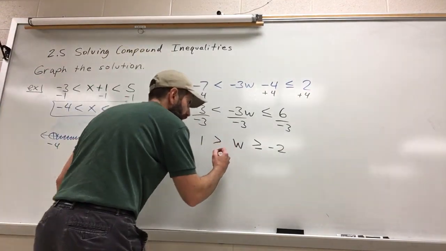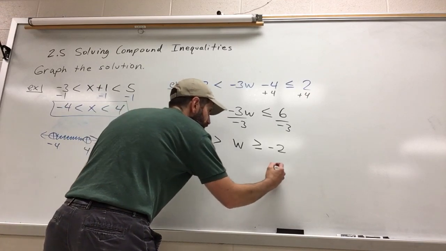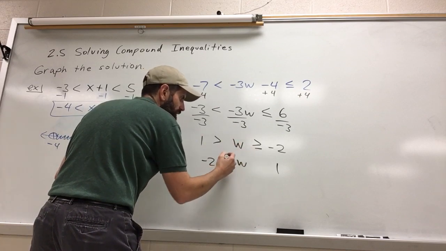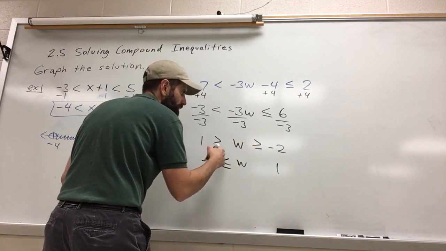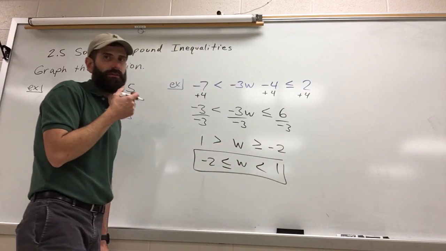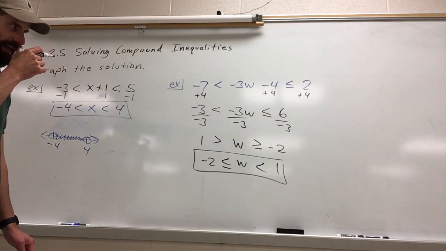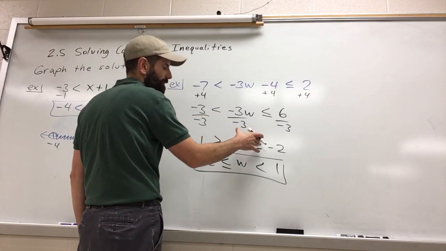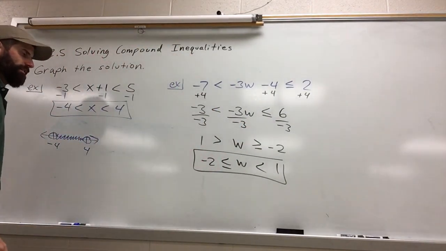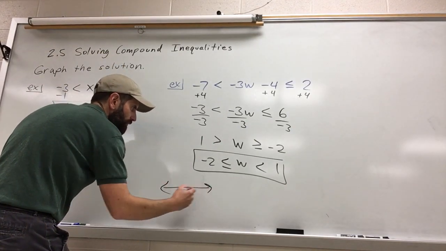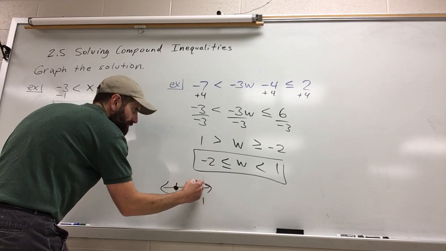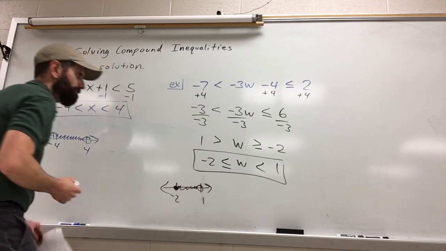So we're going to flip this around and write -2 ≤ w < 1. So w is greater than or equal to -2, and w is less than 1. We do have to flip it around, okay? So just be on guard for that. If you end up dividing by a negative and flipping the signs, you're going to have to rewrite it so that the smaller number is at the beginning. And then we'll graph it: -2, 1, dot, circle, shades in the middle.